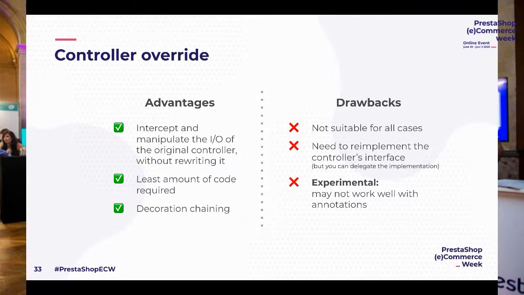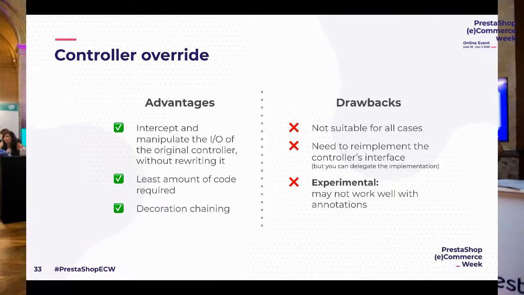And you can also have decoration chaining, which is not available in the other ones. For example, if you have two modules which override the same controller, the last one wins. When you use decoration and you chain decorations, then you can delegate in chain. So for example, you have the original controller, which is called A, one module that decorates it using controller name B, and another module that decorates the original one, and it's called C.